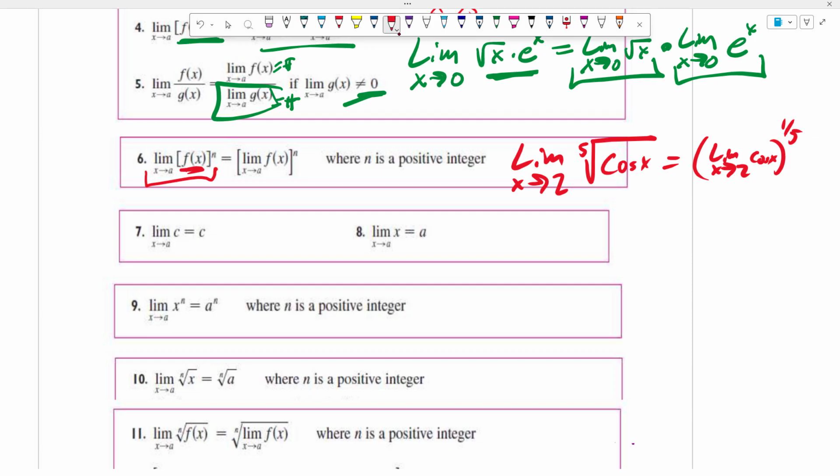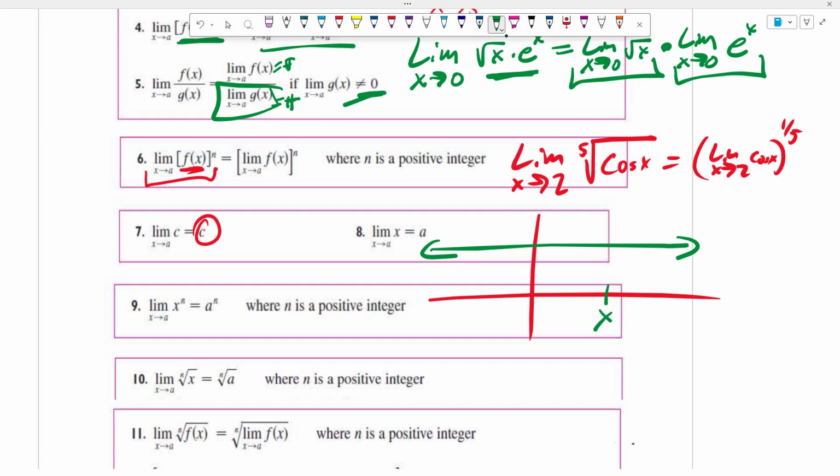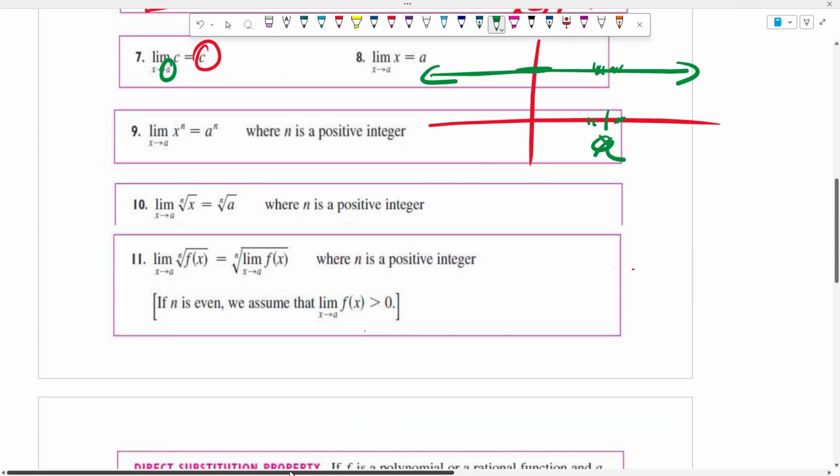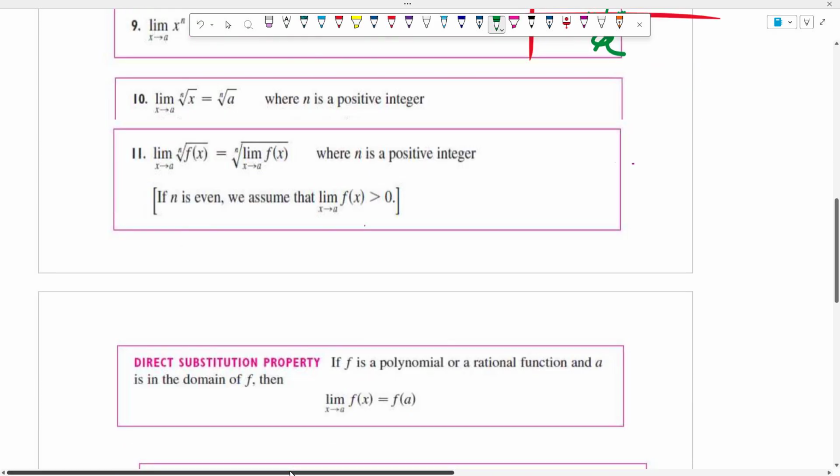Number 7, the limit of a constant is just equal to the constant. Why is that? All right, we have some constant function. No matter what x is, whatever a is, as you approach a from the left and the right, it's always equal to whatever that constant is. It is whatever that number is. Don't worry about 8 for right now. Let's skip the next few.